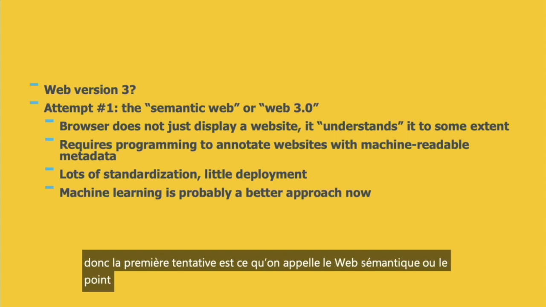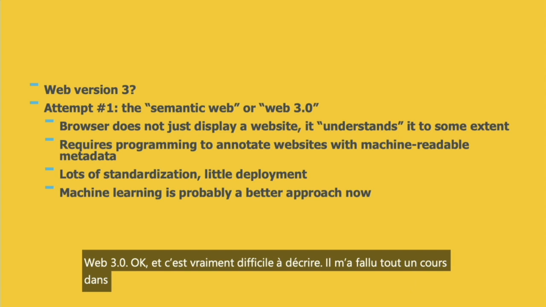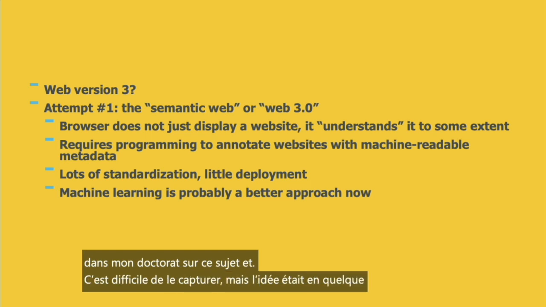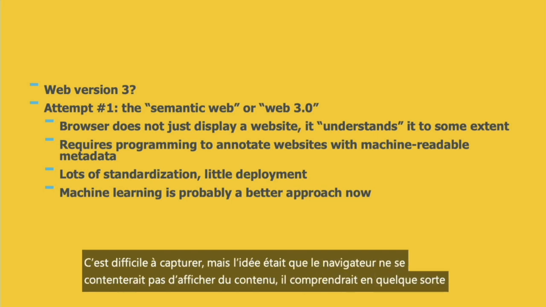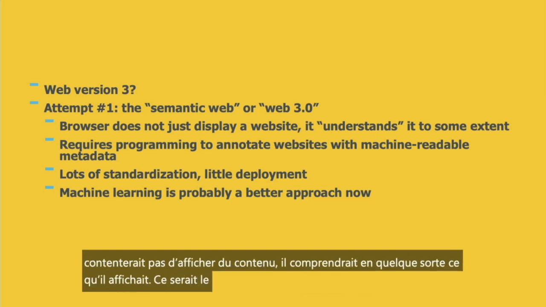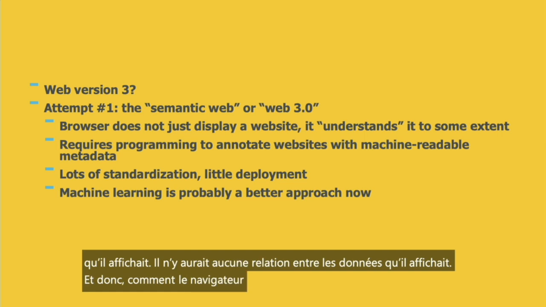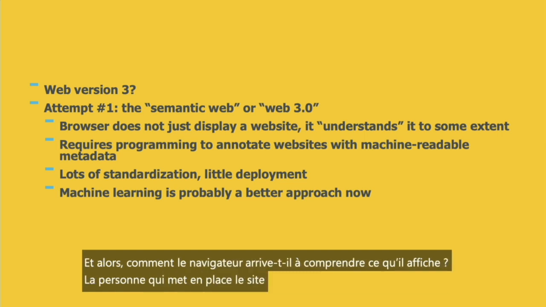And it's really hard to describe. I took a whole course in my PhD on just this topic, and it's hard to capture, but the idea was that the browser wouldn't just display content, it would understand what it was displaying. It would know relationships between the data that it was displaying. So how does the browser come to understand what it's displaying? Well, the person putting the website together has to prime the browser by encoding a bunch of metadata into it.